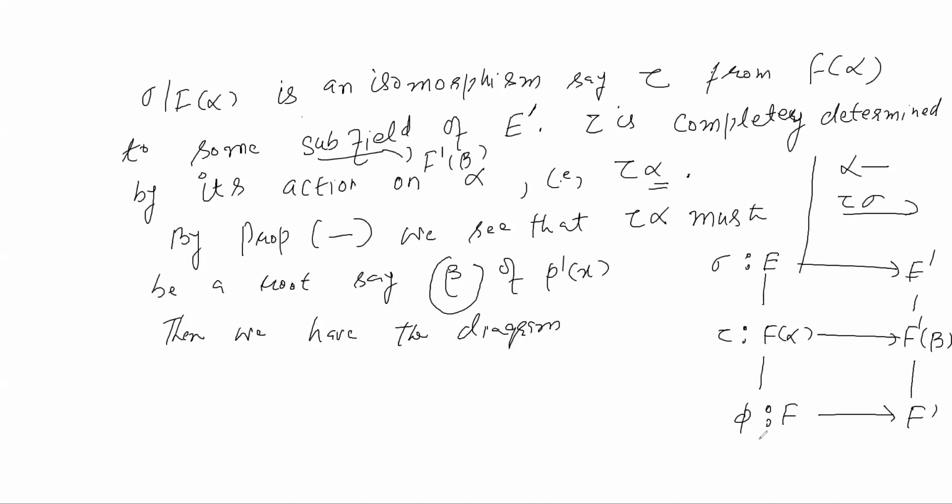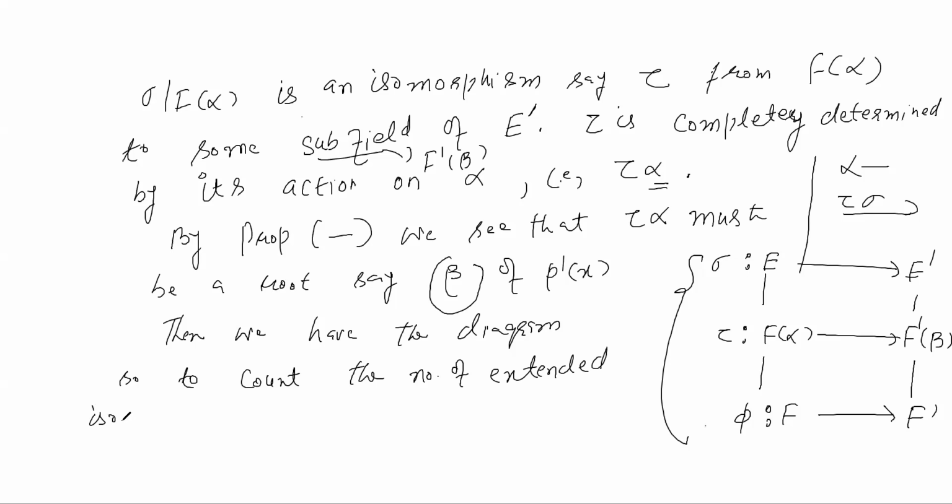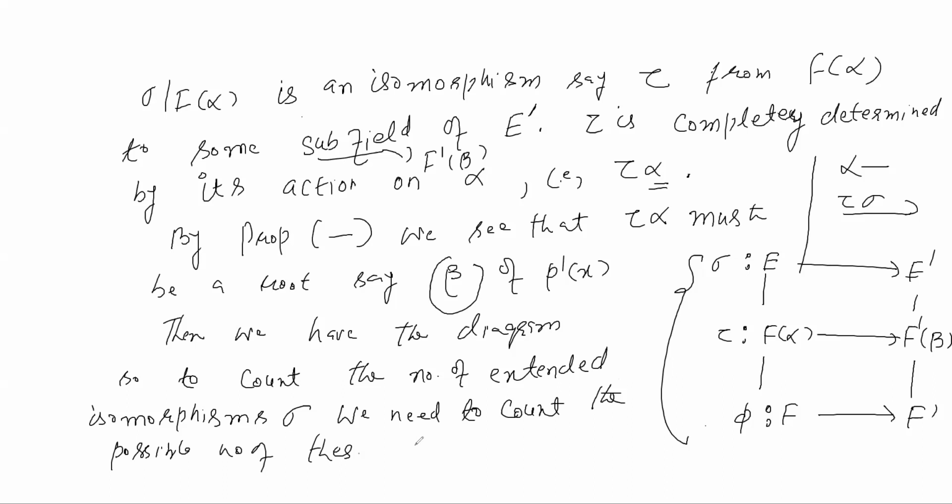Okay. So hence to count the number of extended isomorphisms sigma, we need to count the possible number of such diagrams. And how do we get these diagrams actually?